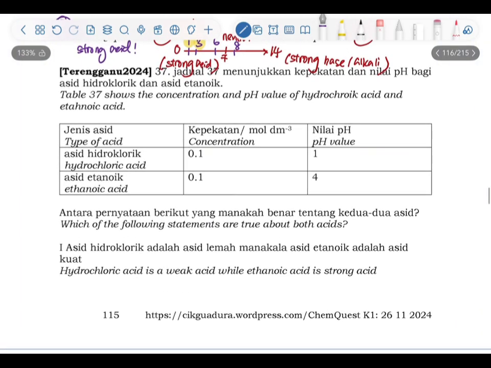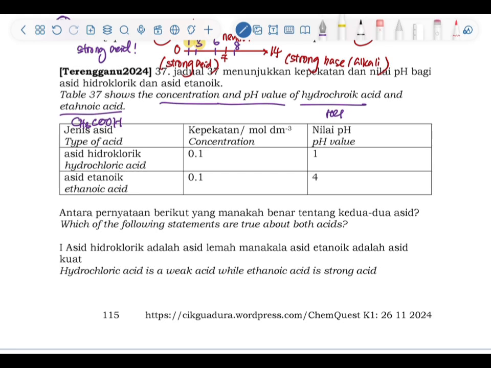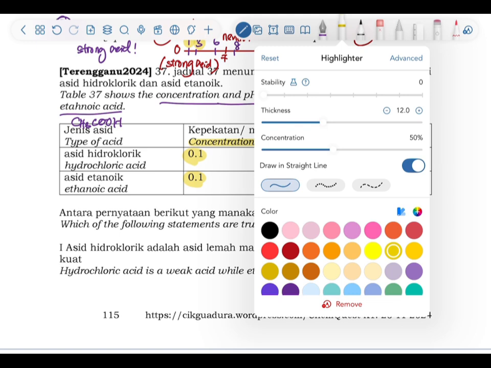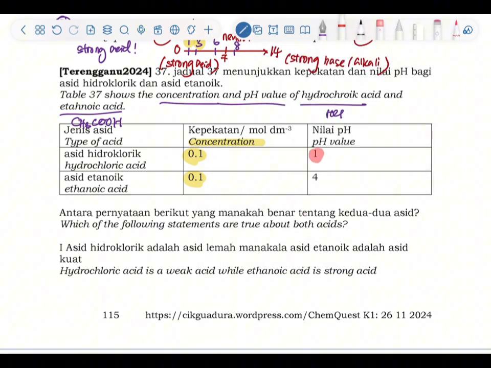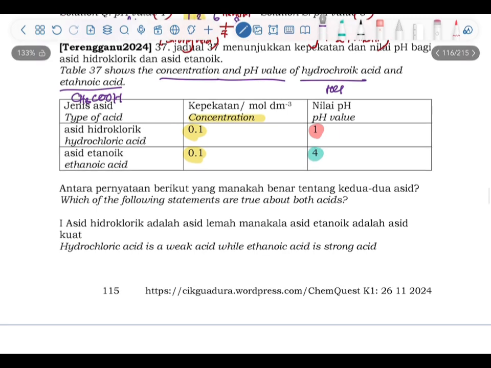Okay, let's continue with the last question for this video. This table gives us the concentration and the pH value of the hydrochloric acid HCl and the ethanoic acid CH3COOH. So we have 2 types of acid. Okay, still the same thing. They always like to ask, I have 2 solutions with the same concentration. However, I get the pH value which is different. One is smaller, one is bigger. So it's asking you to find the true statement for both acids.